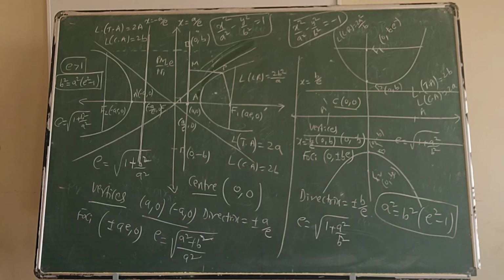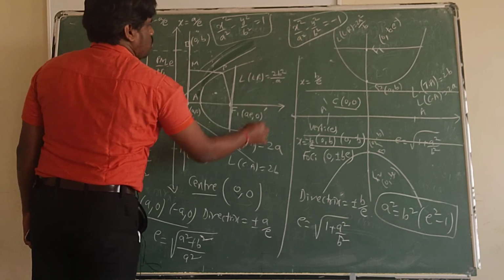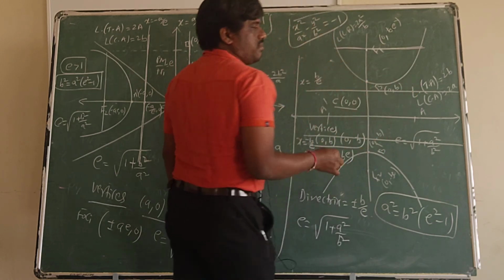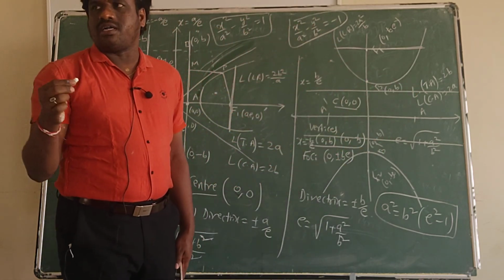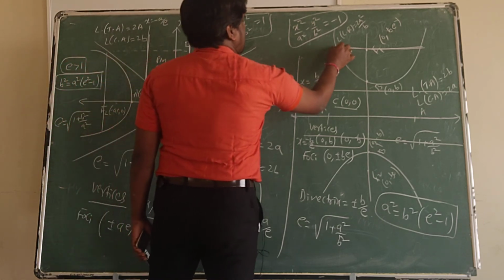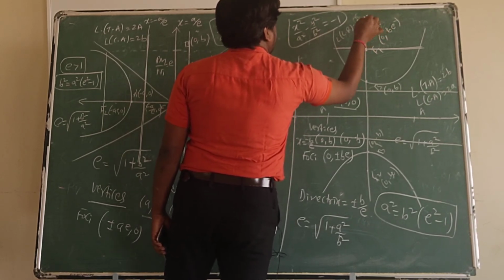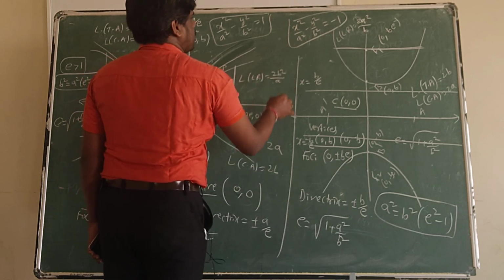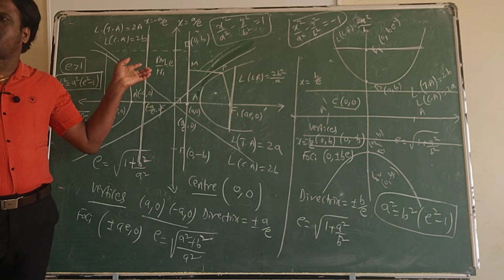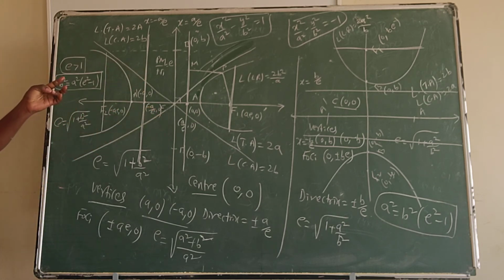Now what is the length of the latus rectum? In this case, 2b square by a. Here what is the length of the latus rectum? The latus rectum is the focal chord, the double ordinate passing through the focus. Here it is 2a square by b, and there 2b square by a, as I said. In ellipse also this is the same. You have learned the ellipse.